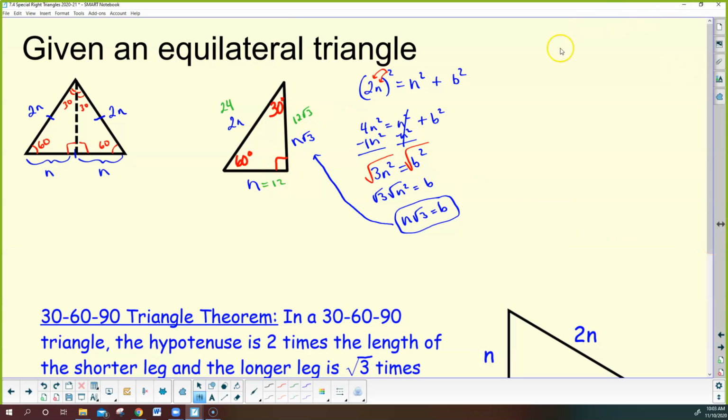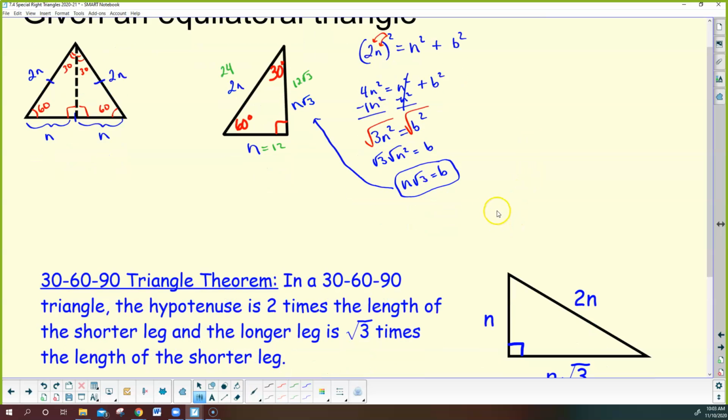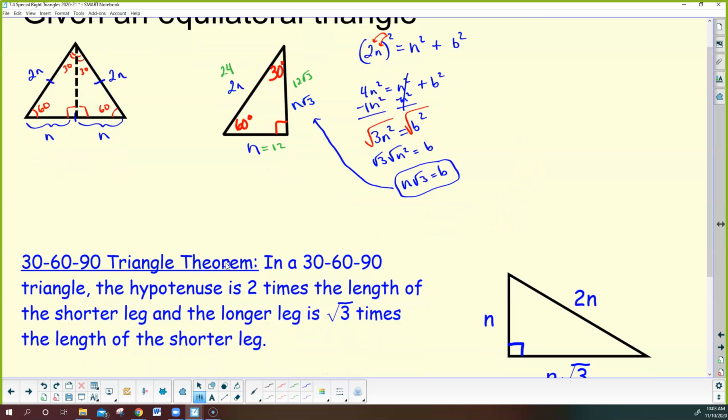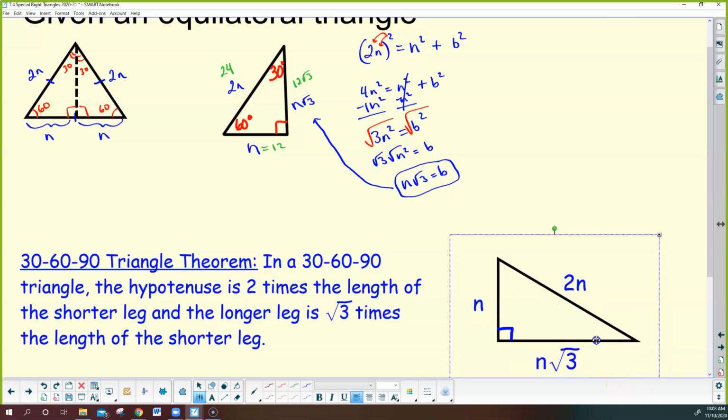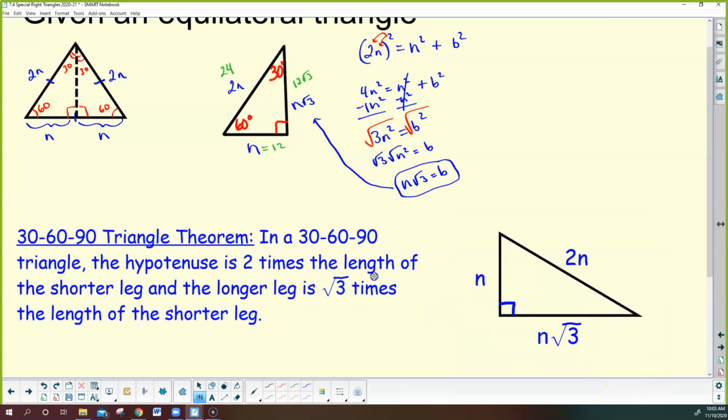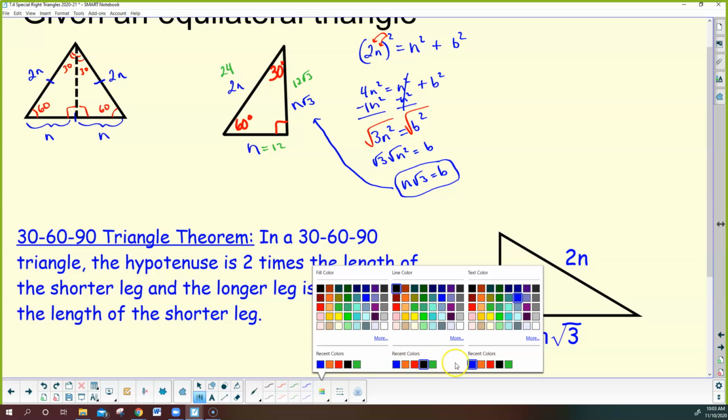So here is the official theorem. Now it's up to you if you want to write the words. I don't think you really need to. It's the picture that does the most justice. Now notice our picture is flipped around, and that's what's going to be true: you can flip and rotate these pictures as much as you need to.